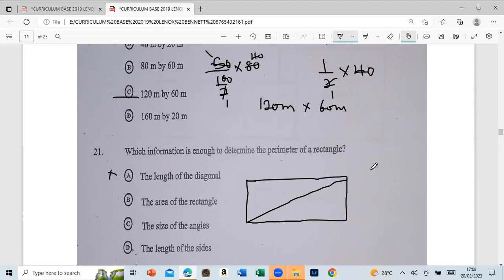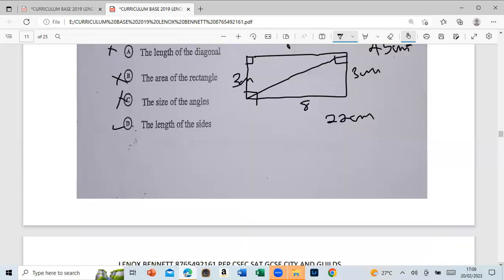If I say the area of this rectangle is 45 centimeters, can you find the perimeter from that? No, you can't. So we can eliminate this. The size of the angles. We know that the angles are 90, but that doesn't necessarily mean we know the length of the sides. So it will be the last one, which is the length of sides. So if we know this is 8, and we know this is 3, we can simply say the opposite sides are equal, and we can add them, right? You get 16 plus 6, that's 22. Alright, let's move on to this.